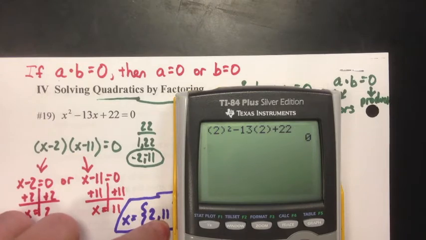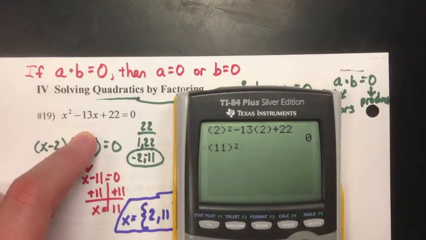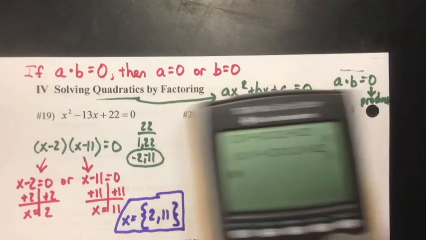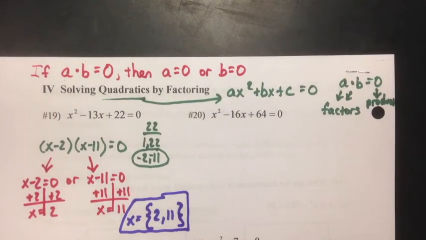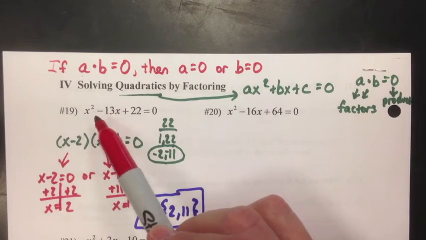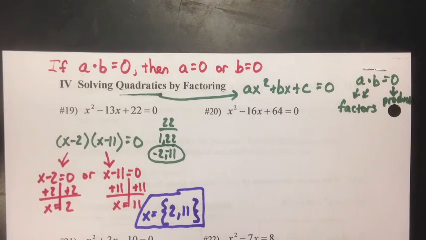How about 11? Let me check that. So we'll do 11 squared, and I put it in parentheses, minus 13 times 11 plus 22. I should get a 0 for the answer, and I do. So both of my solutions are correct. You actually get 2 answers when you do this, and that's okay. When you have a quadratic, when you have an x squared equation, most of the time you're going to get 2 answers.